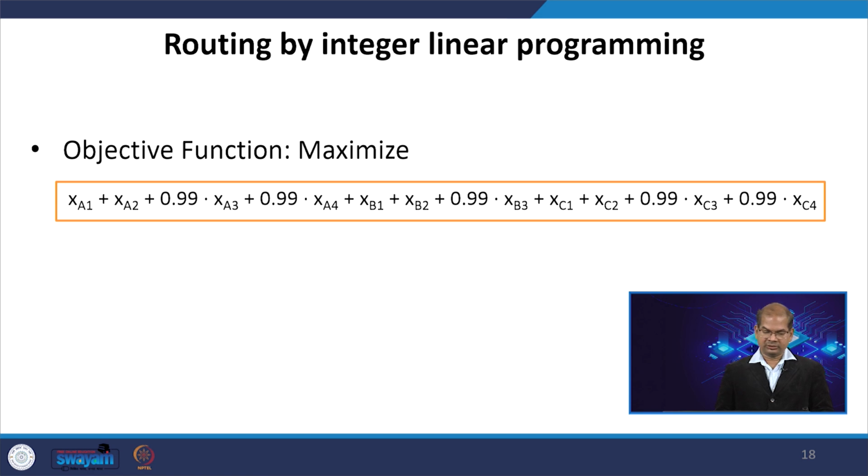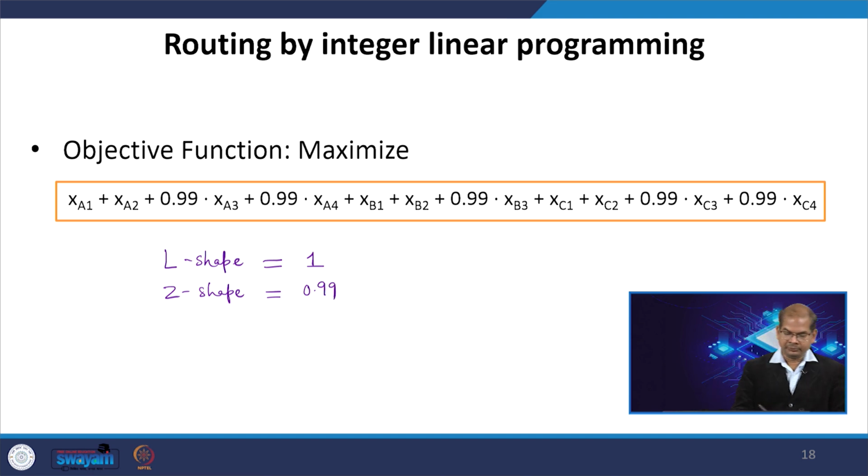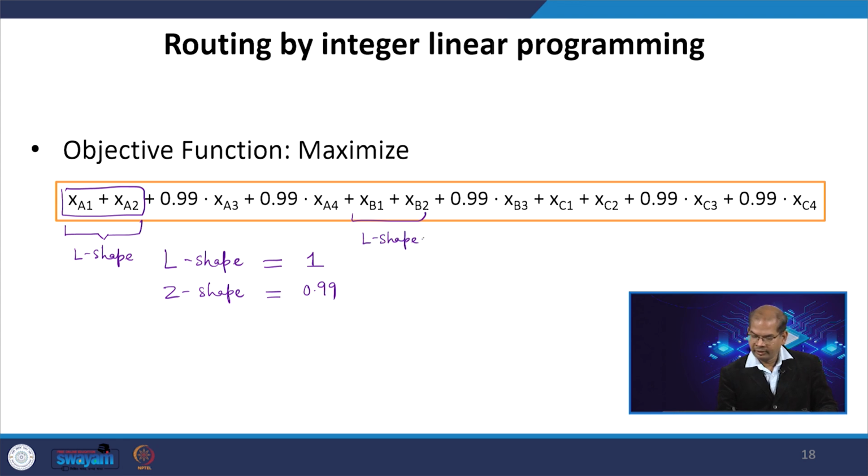For this objective function, we assume that the L shape has priority or weight 1, and the Z shape has weight W of net equal to 0.99. If you can see here, A1 A2, xA1 xA2, is an L shape structure. These are L shape structures, and this B1 B2 is L shape and C1 C2 are L shape.